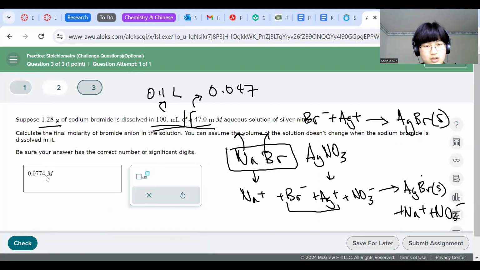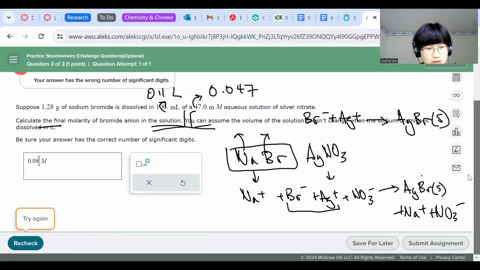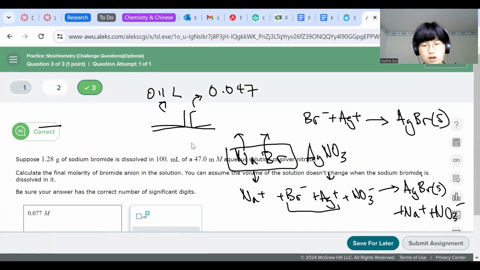Okay. Let's see. Your answer has the wrong number of significant digits. How could this be? All right. Well, I believe we've all learned a useful lesson today, and that's be careful with your sig figs, guys, because even though you may be right, the computer may be wrong sometimes.